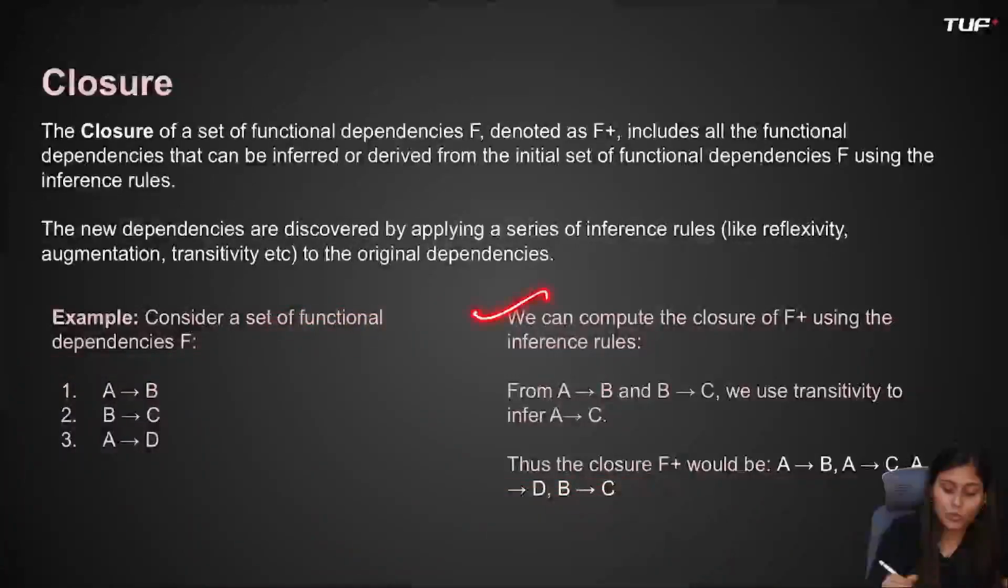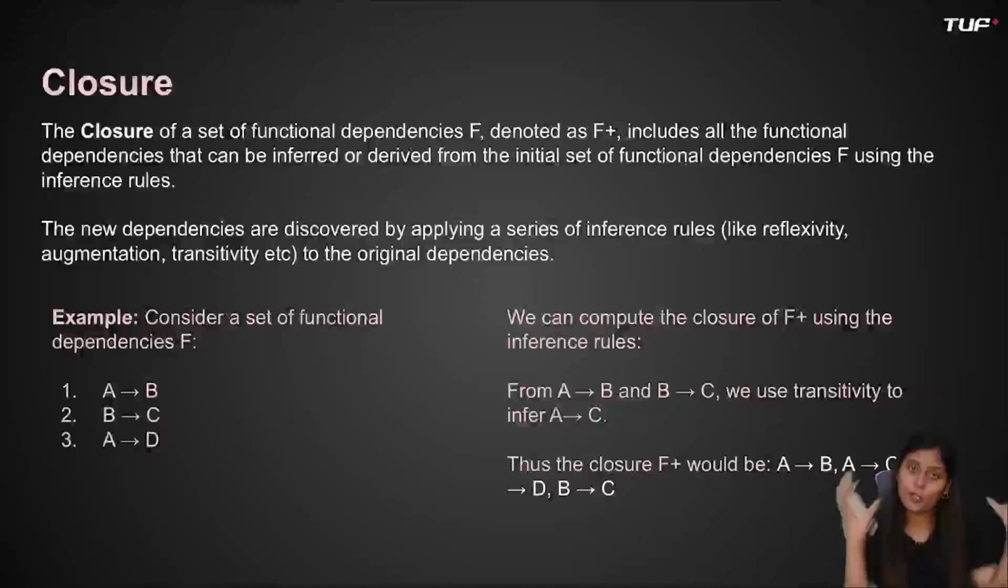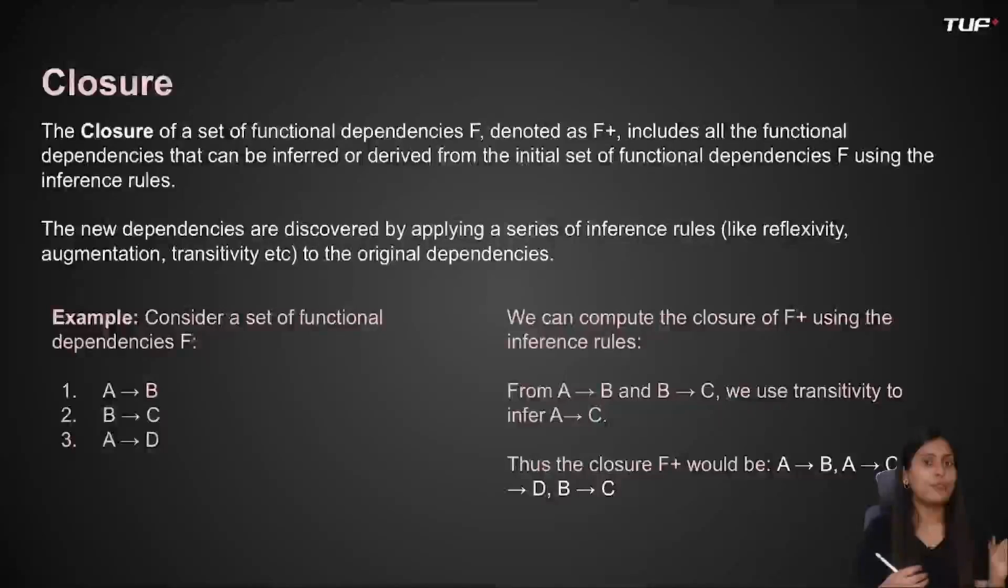So we can compute the closure F plus using the inference rules. A defines B, B defines C. With the help of the transitivity inference rule, which we will be learning, we can say A defines C also. Thus the closure will be A defines B, A defines C, A defines D, and B defines C. So closure is the set of all the functional dependencies, the previous ones and the new ones, which we can find with the help of inference rules.